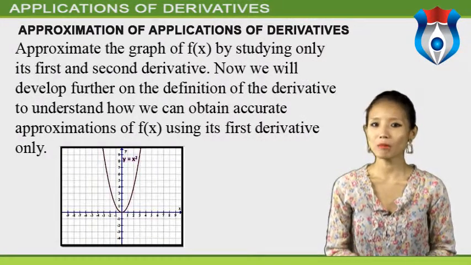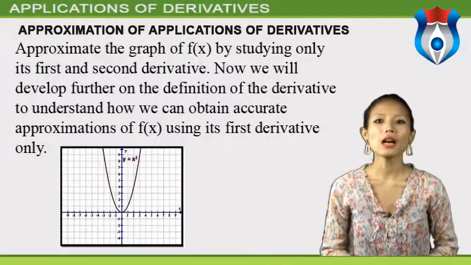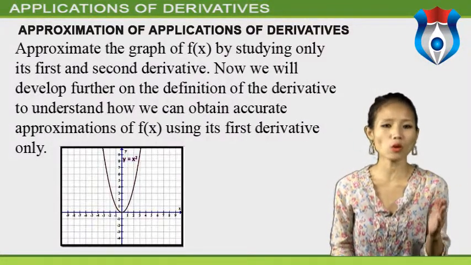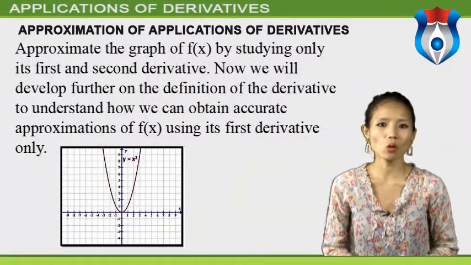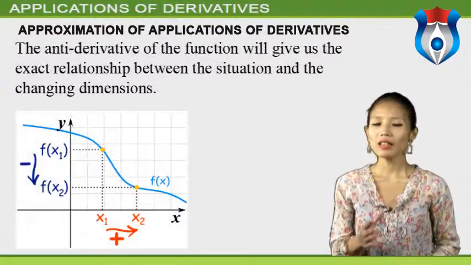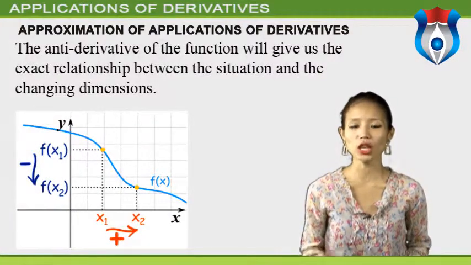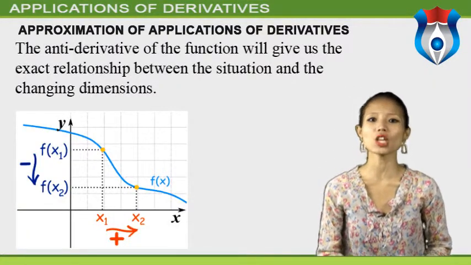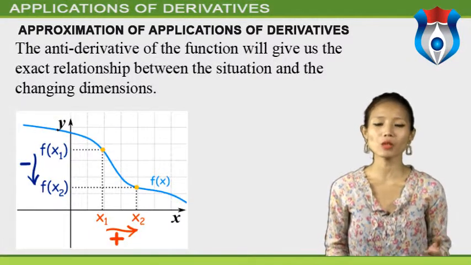Before continuing, let me address a suspicion that is growing in your mind. You're probably wondering, why do we care about using function derivatives to determine the behavior of the original function? If we want to analyze how f of x behaves, we can go and graph it directly without having to look at its derivative. The antiderivative of the function will give us the exact relationship between the situation and the changing dimension. In order to understand how to define an instantaneous rate of change and then calculate the net change, the relationship between the function and its derivative must be fully grasped.